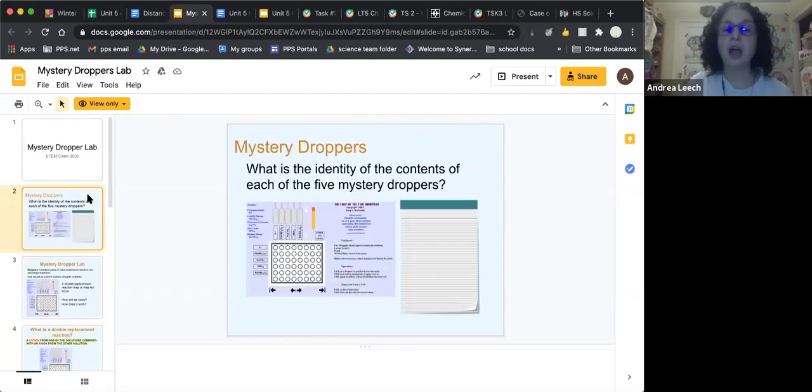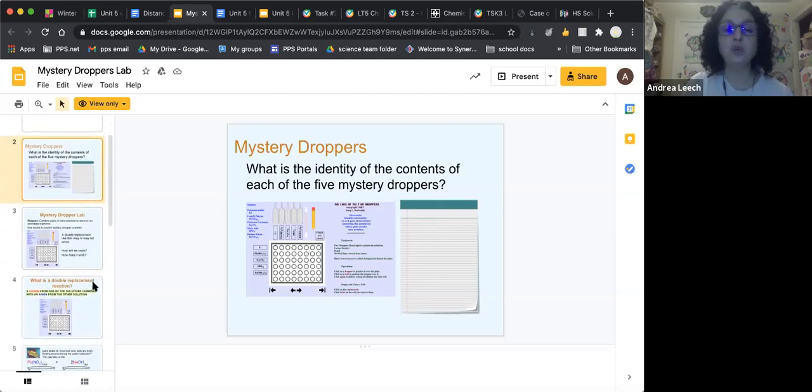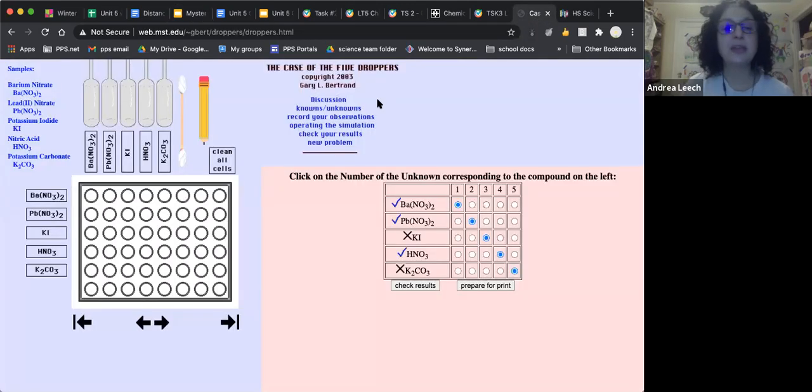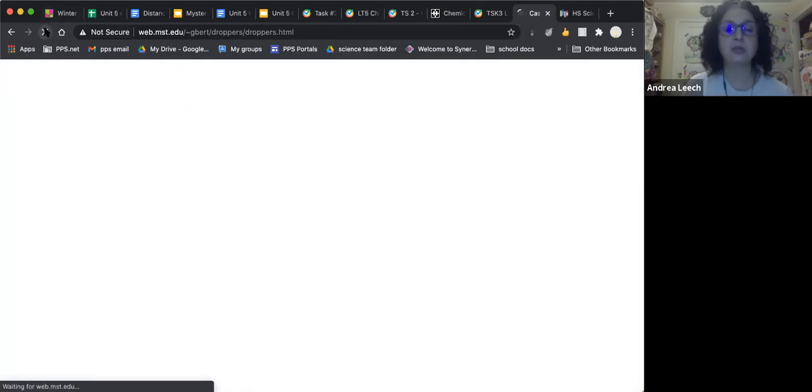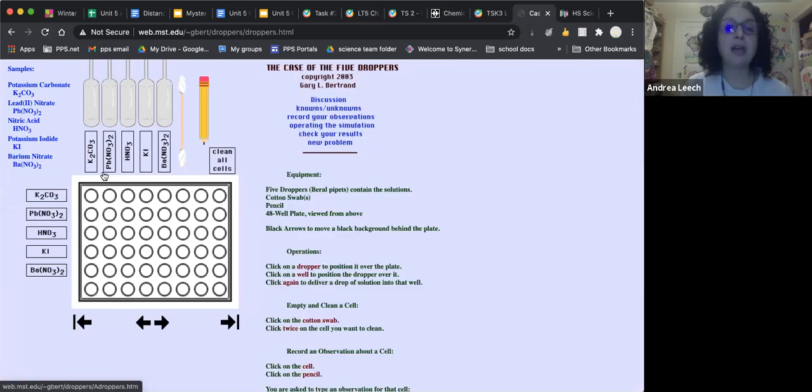Here I've got these well plates, and I would have added drops to them all from here and drops to them all here. Then I would use that to figure out what's in the mystery droppers. So that's what those slides look like. But let me show you what the actual lab looks like. In the case of the mystery droppers, if I reload this page, every time you reload this page, it reorganizes where the droppers are. And once you figure out how to do this lab, it runs really well.